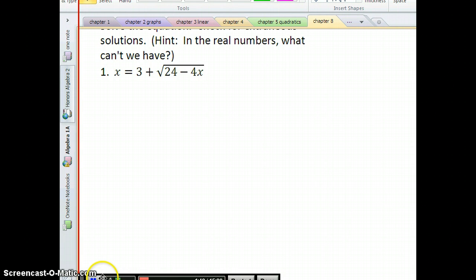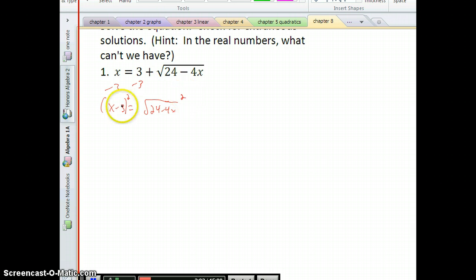Number 1, as we see in step 1, we need to get the radical by itself. To do that, we're going to subtract 3 from both sides. x minus 3 is equal to the square root of 24 minus 4x. Now to get rid of the radical, we have to raise both sides to the reciprocal power. The reciprocal of the 1/2 root is to square both sides.